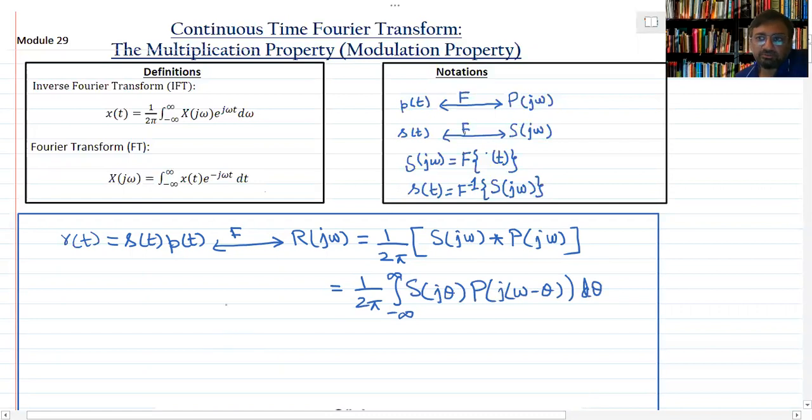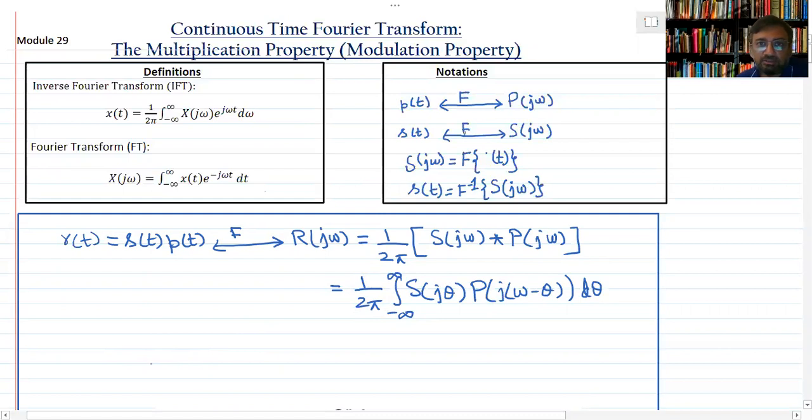So multiplication of signals in time domain corresponds to the convolution of their Fourier transforms, and there is a factor of 1 over 2π in the output as well. We can derive this property using the Fourier transform relations, and the proof will follow a somewhat similar procedure to what we saw in the derivation of the convolution property. And I'm not going to prove this property.